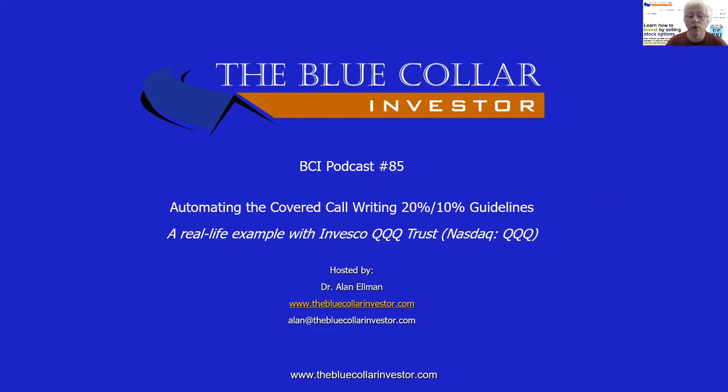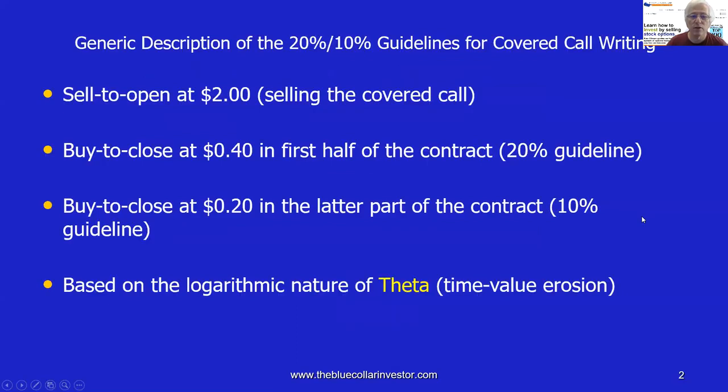Automating the Covered Call Writing 20%, 10% Guidelines. We're going to use a real-life example with Invesco QQQ Trust, which trades on the NASDAQ exchange under the ticker symbol QQQ. Now, the 20%, 10% guidelines are used when we enter a covered call trade and share price begins to decline. So let's give a generic description of how the 20%, 10% guidelines for covered call writing are implemented.